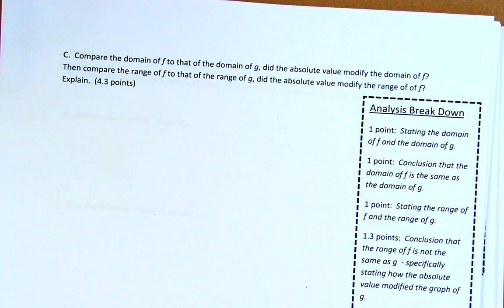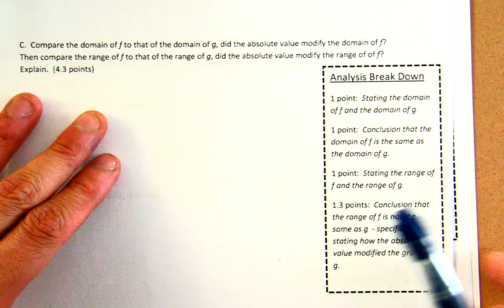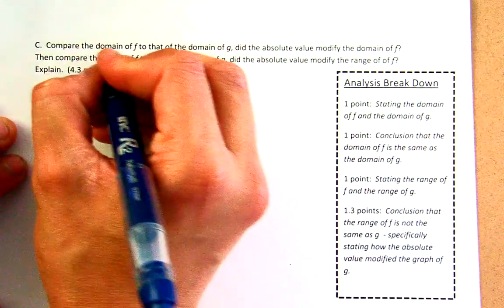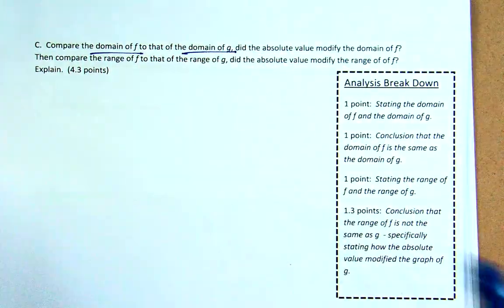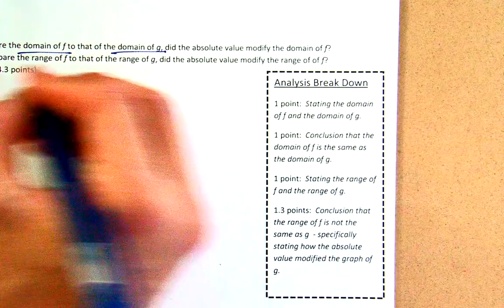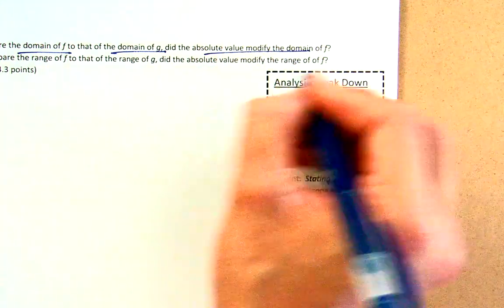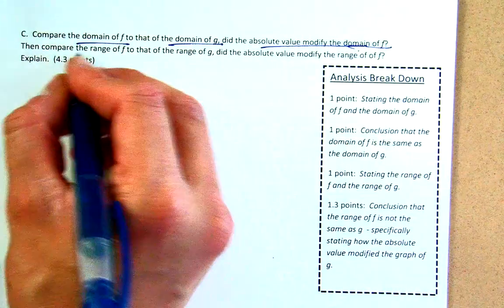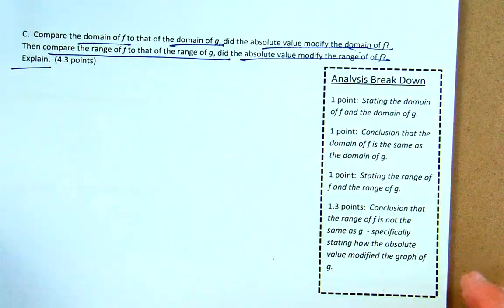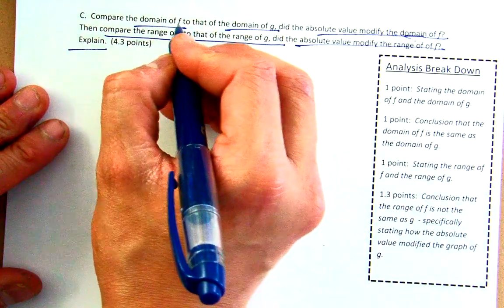All right, and finally, part C. Let's read part C. Barbara, could you read it, please? Compare the domain of f to that of the domain of g. So I have to compare the domain of f to g. Okay, keep going. Does the absolute value modify the domain of f? Then compare the range of f to that of the range of g. Does the absolute value modify the range of f? Okay. So I have to first find the domain of what?